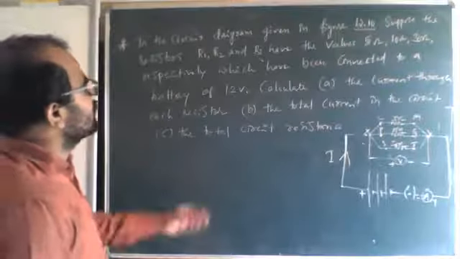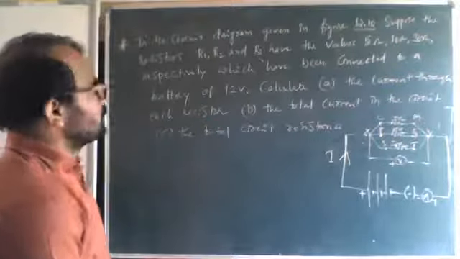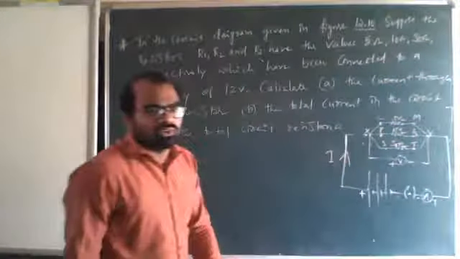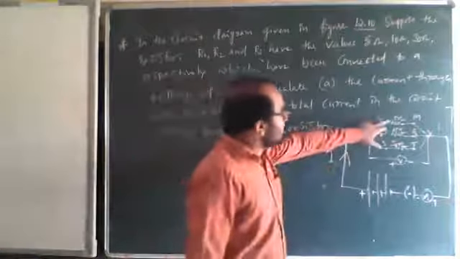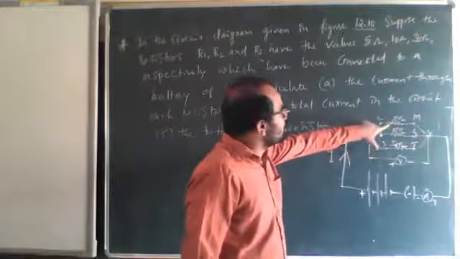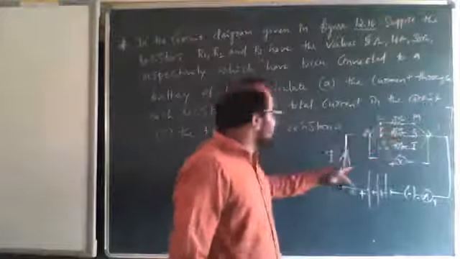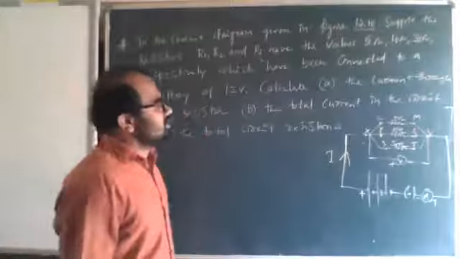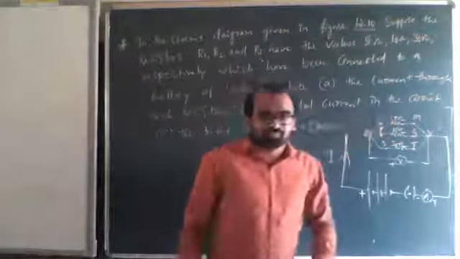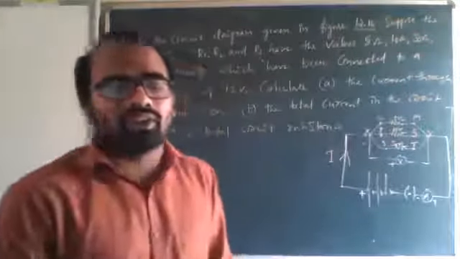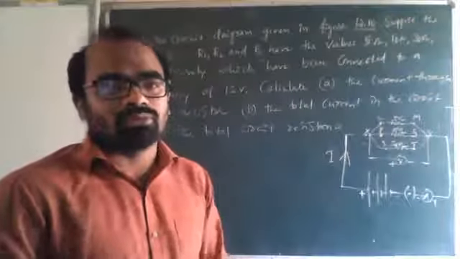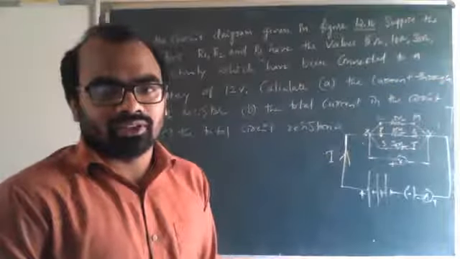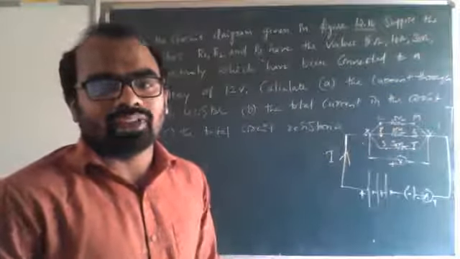You need to find out the total current in the circuit, that is I. In the first question we found I1, I2, I3. Just add them, you will get I. Third one, the total circuit resistance. They are in parallel, which means 1 by Rp equals 1 by R1 plus 1 by R2 plus 1 by R3. So I hope I have given some hints.